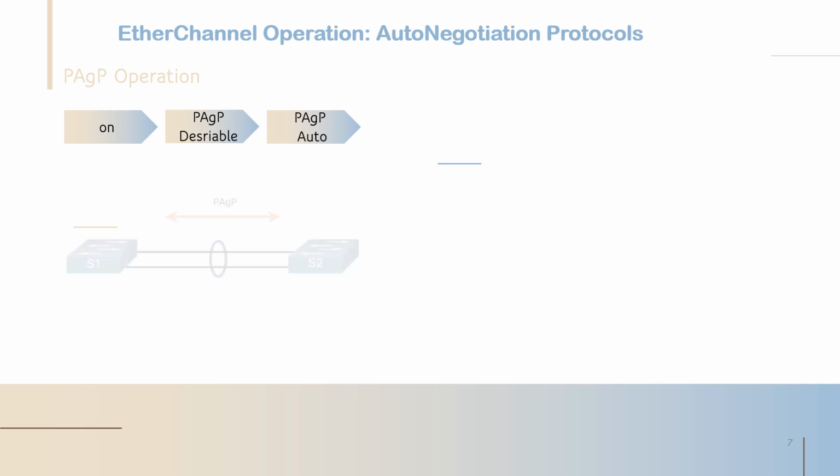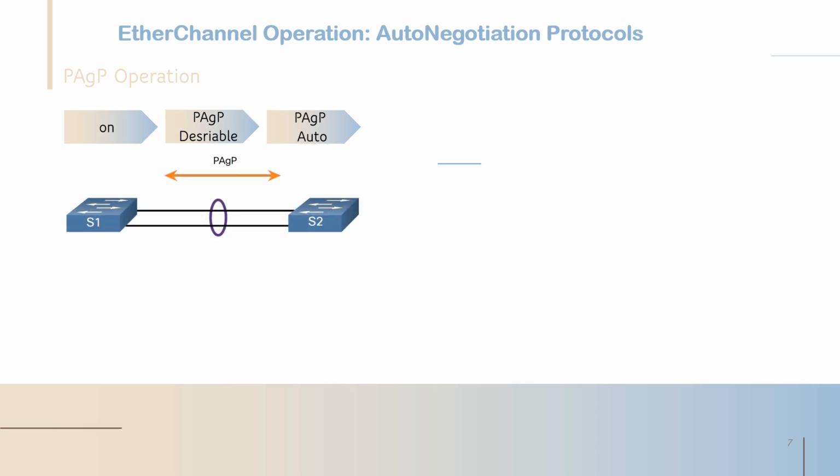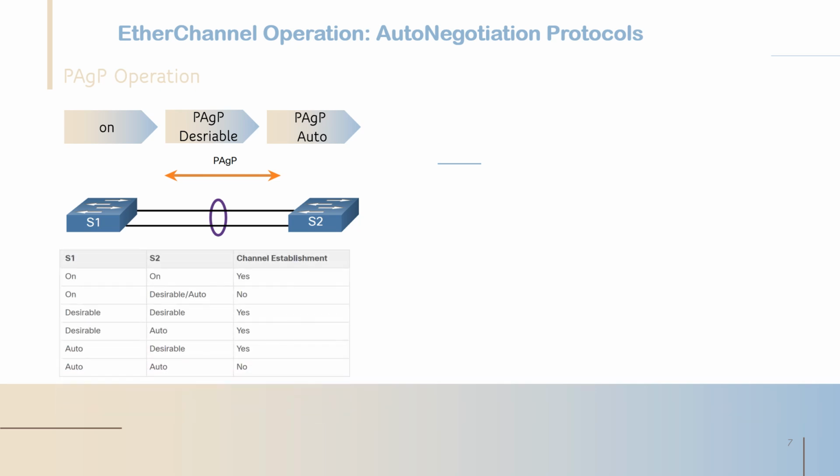Consider the two switches in this figure, where switch 1 and switch 2 establish an EtherChannel by using the PAgP protocol, depending on the mode setting of each side of the channel. Here in this table, it shows the various combinations of PAgP modes on switch 1 and switch 2 and the resulting channel established outcome.